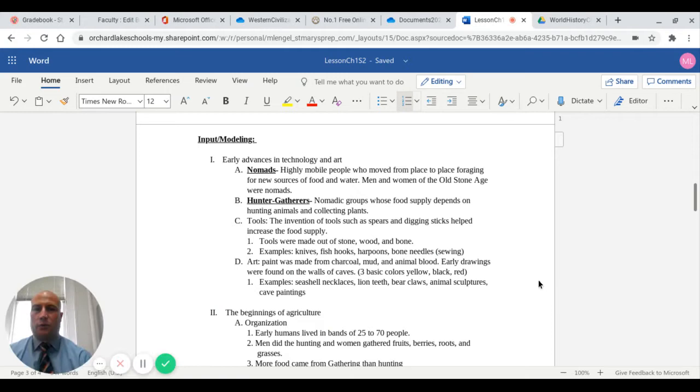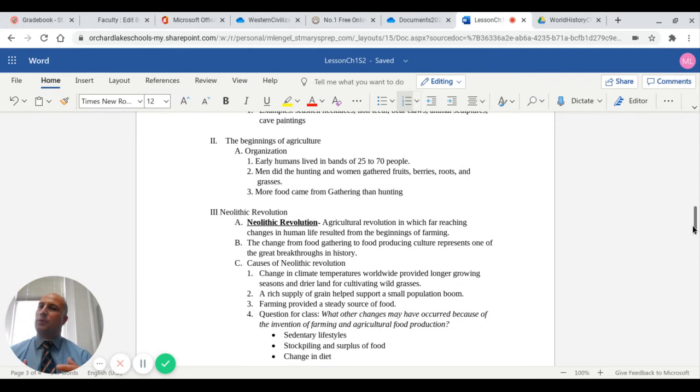Okay, Roman numeral number 2, we're going to get into the beginnings of agriculture. We'll talk about how these groups were organized. These early humans lived in bands or tribes, you could call it, of 25 to 70 to 75 people. Like I said, men did the hunting and women did the gathering of fruits, berries, roots, and edible grasses. Definitely more food came from gathering than from hunting.